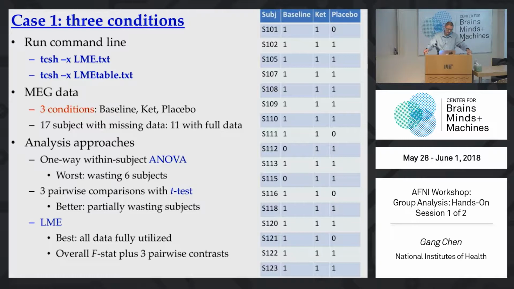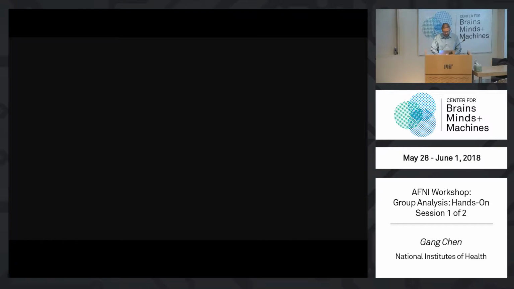The third approach is we don't need to waste any information. Even for those 6 subjects with the missing data, we can still take advantage of the data available among those 6 subjects. So that approach is linear mixed-effects modeling. That's the approach we're going to try here to demo.